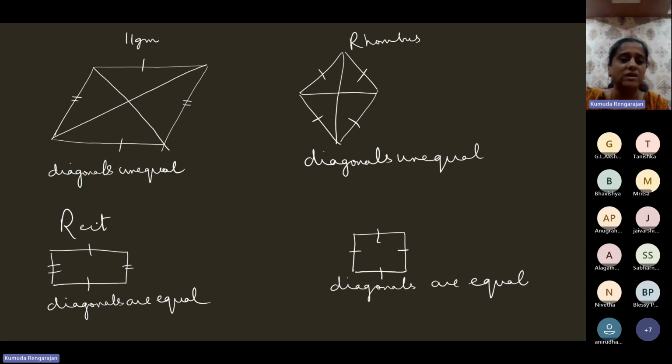In the case of a parallelogram, when the diagonals are equal, it's a rectangle. In the case of a rhombus, when the diagonals are equal, it's a square. Please make a note.